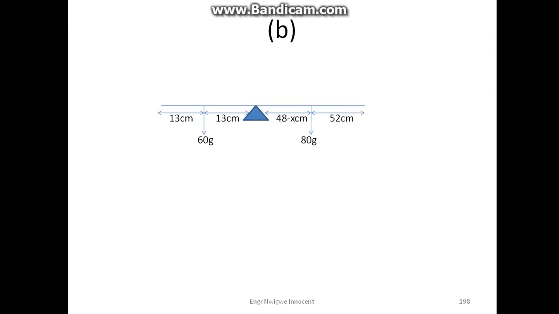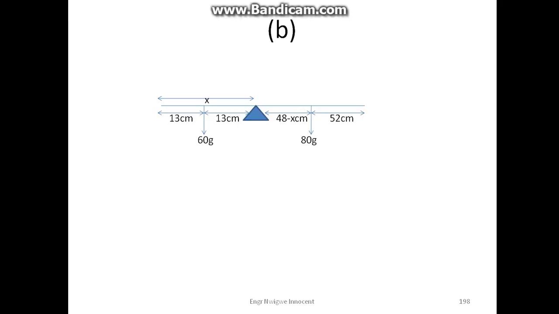Looking at this diagram, a metal rule of 100 cm has a 60 gram weight hung at a distance of 13 cm from the tip of the metal rule, and another 80 gram weight is hung 48 cm from the tip of the metal rule.